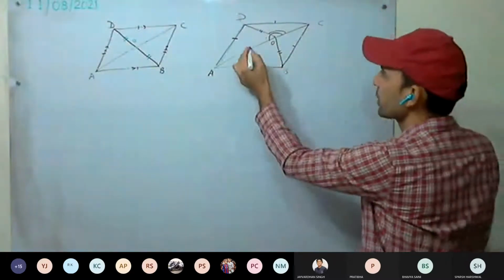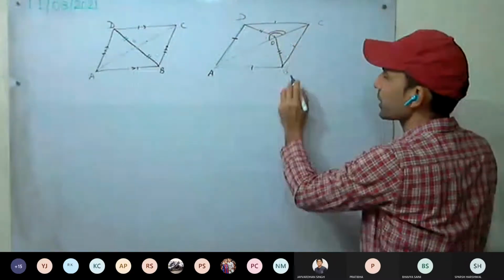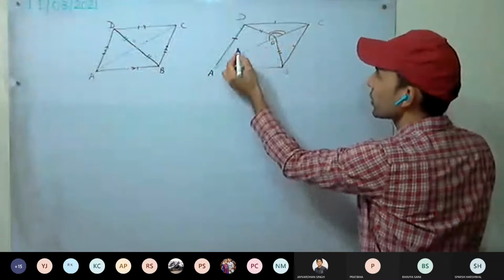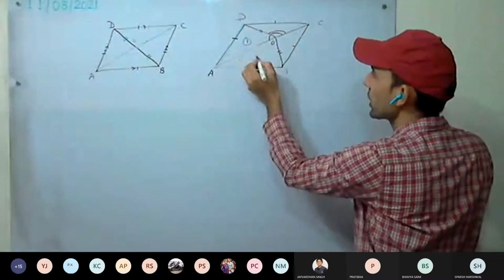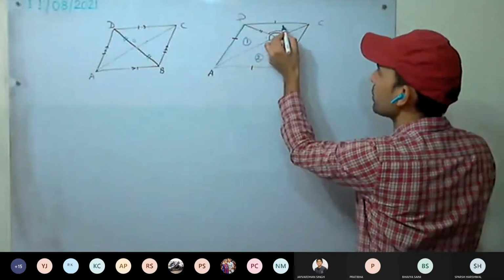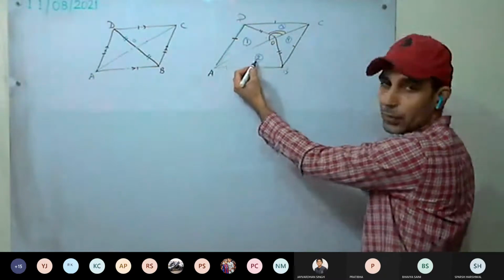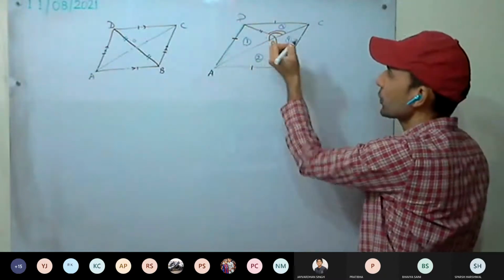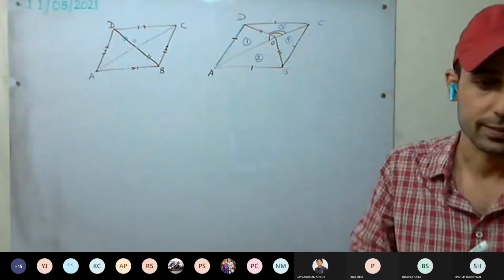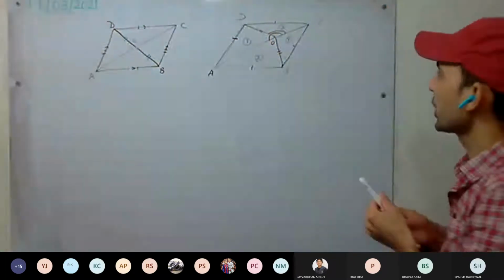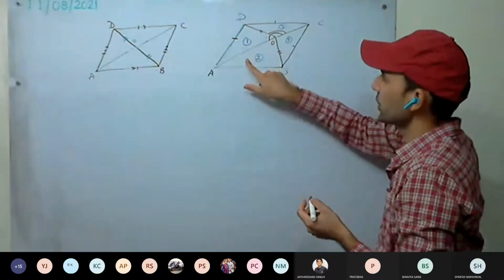Either you can start from here, these two triangles, and then these two triangles. Okay, so I'm writing. We start from here: first triangle, second triangle, third triangle, fourth triangle. First and second, we have to prove to be congruent. Then third and fourth, we have to prove them to be congruent. So we are starting from these two triangles first.